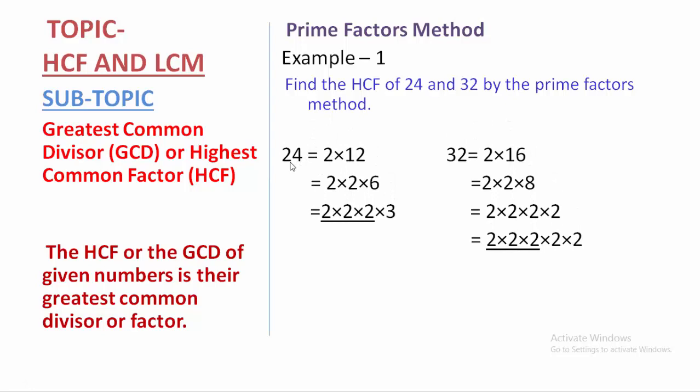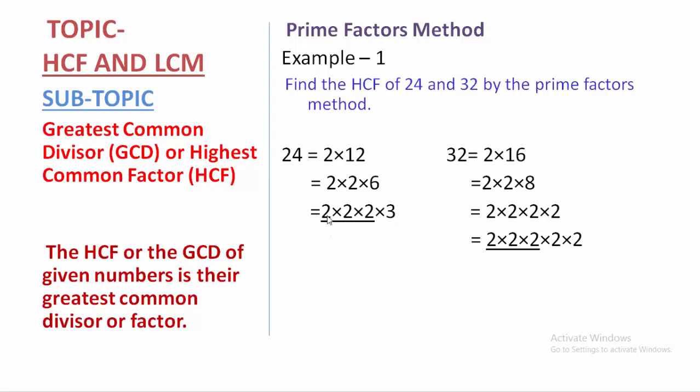24. Now 24 is divisible by 2, 2 into 12. Again 12 is divisible by 2, 2 into 6. Again 6 is also divisible by 2, so we get 2 into 3. So all the prime factors are 2 multiplied by 2 multiplied by 2 multiplied by 3. Now 32. In 32 again the factors are 2 multiplied by 2 multiplied by 2 multiplied by 2 multiplied by 2. 5 times 2. Now which is the common factor between them?